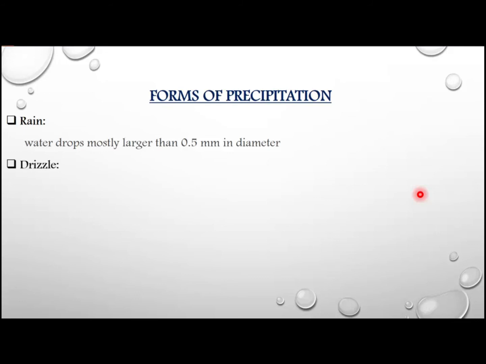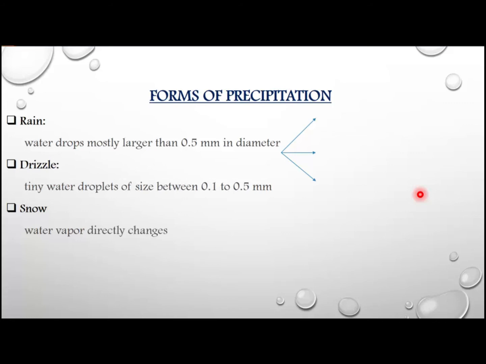Next is drizzle. Drizzle is similar to rainfall, but the size of the drop is less, ranging from 0.1 millimeter to 0.5 millimeter. Next is snow. Snow means solid form, so water vapor directly changes into ice. Its specific gravity is generally taken as 0.1.